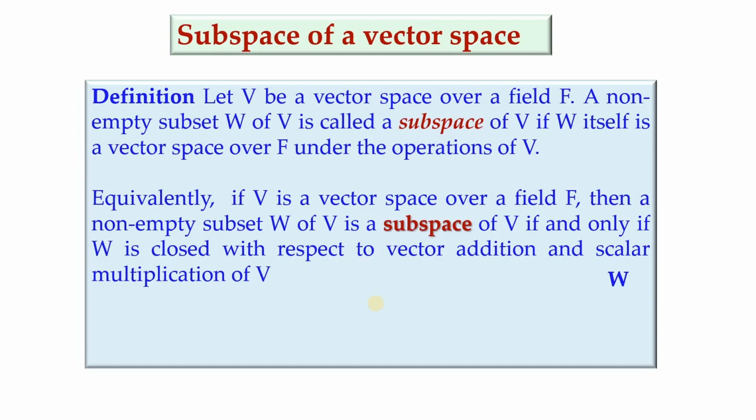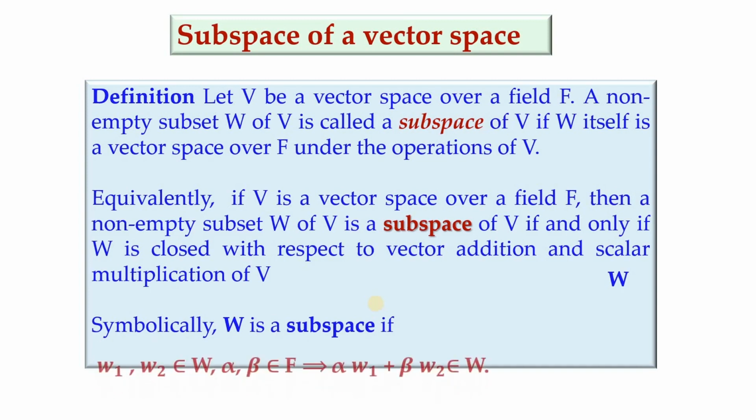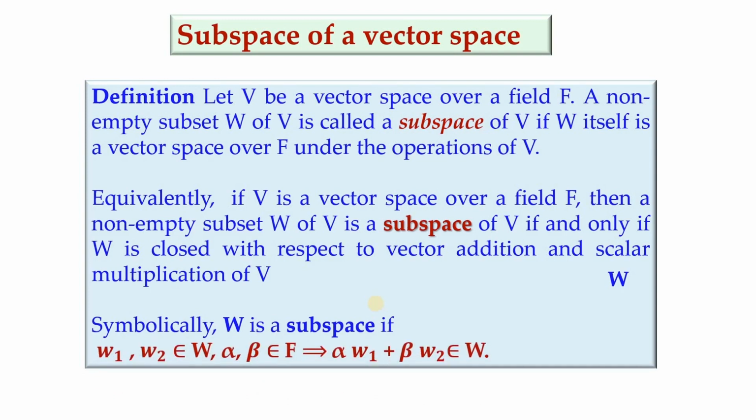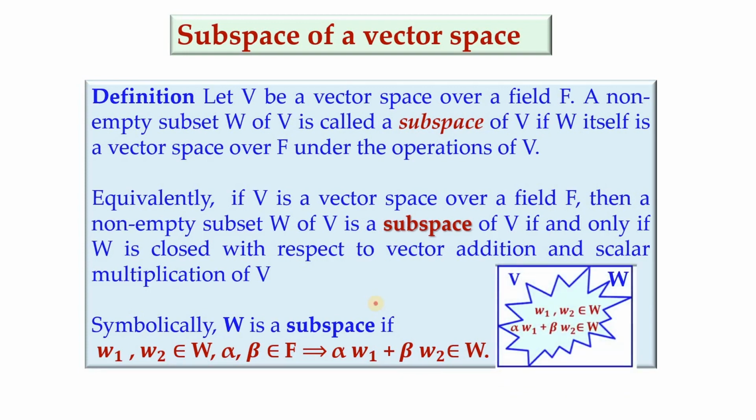Equivalently, if V is a vector space over a field F, then a non-empty subset W of V is a subspace of V if and only if W is closed with respect to vector addition and scalar multiplication of V. In symbols, W is a subspace of V if w1, w2 are in W and alpha, beta are in F, these together imply that alpha w1 plus beta w2 belongs to W.